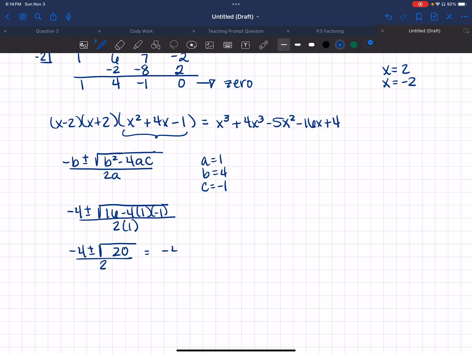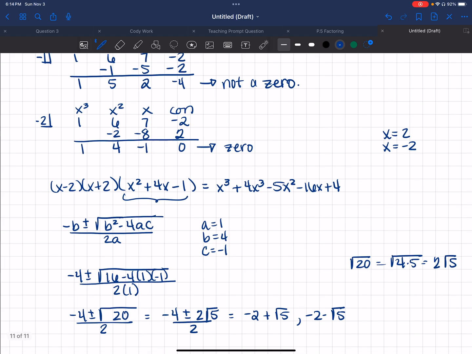And that's going to give me a -4 plus or minus. Okay, well, remember, when I'm talking about the square root of 20, this is really the square root of 4 times 5. Square root of 4 is 2, and we leave in the square root of 5. So that's going to give me plus or minus 2 square roots of 5 all over 2. Now, 2 will divide into 2, of course, negative 4 and 2 again. So this is going to leave me with negative 2 plus the square root of 5 and negative 2 minus the square root of 5.